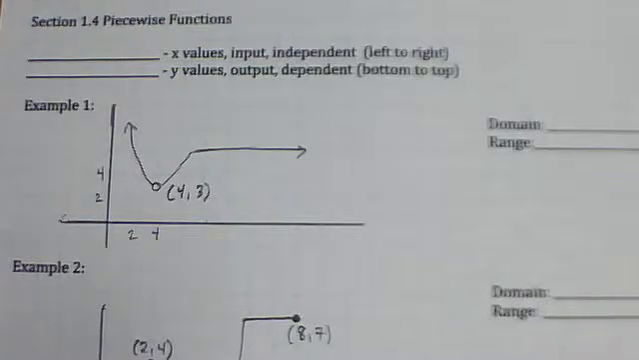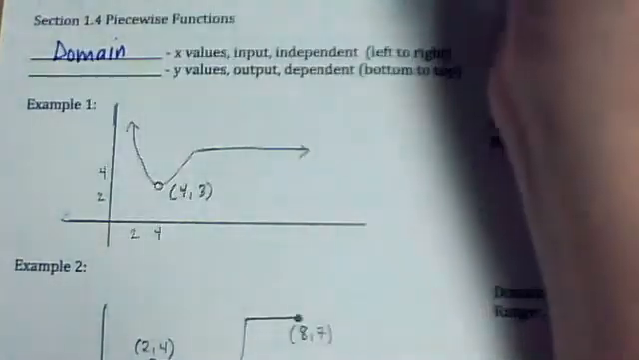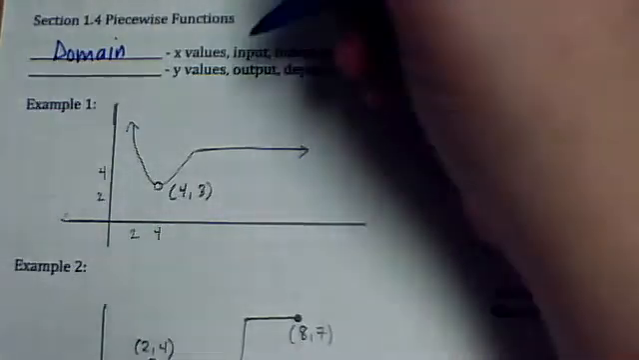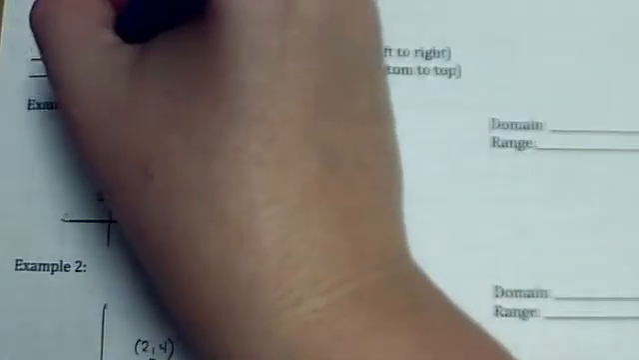Alright, so today we talk about piecewise functions. First thing is your x values, the input, the independent variable. Those are all talking about the domain in particular. Okay, the y values, the output, the dependent variable, is talking about the range.